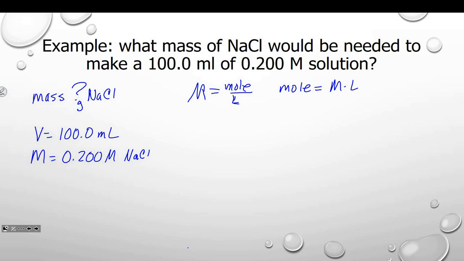So there's another thing I need to worry about before I start plugging in. What is it? Right, I'm not in the right units, so I need to change that milliliters to liters. So there's 1,000 milliliters in 1 liter. Milliliters cancel. That gives me 0.1000 liter. Is that right?